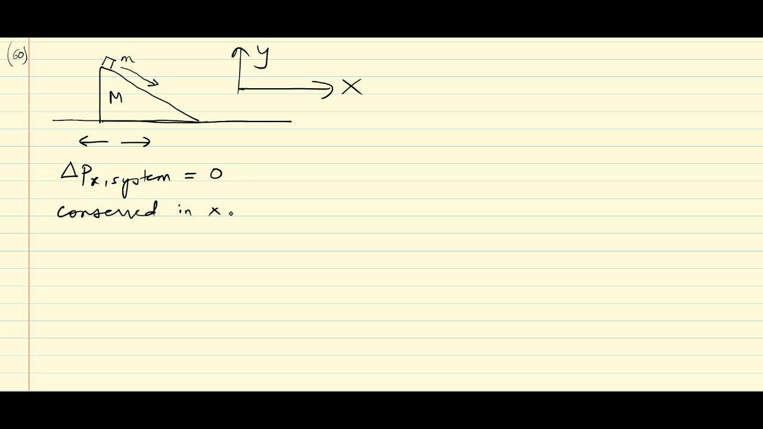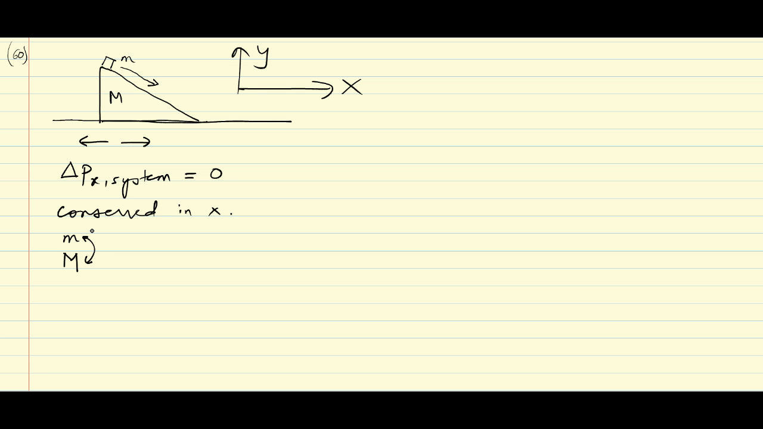in the x direction. Just to clarify, we are not saying that the x component of the momentum of the individual blocks is conserved. That is, small m's momentum does change in the x direction. Similarly, capital M's momentum in the x direction also does change. All we are saying is that these changes of the x momentum of small m and capital M, although they are individually non-zero, they cancel each other.